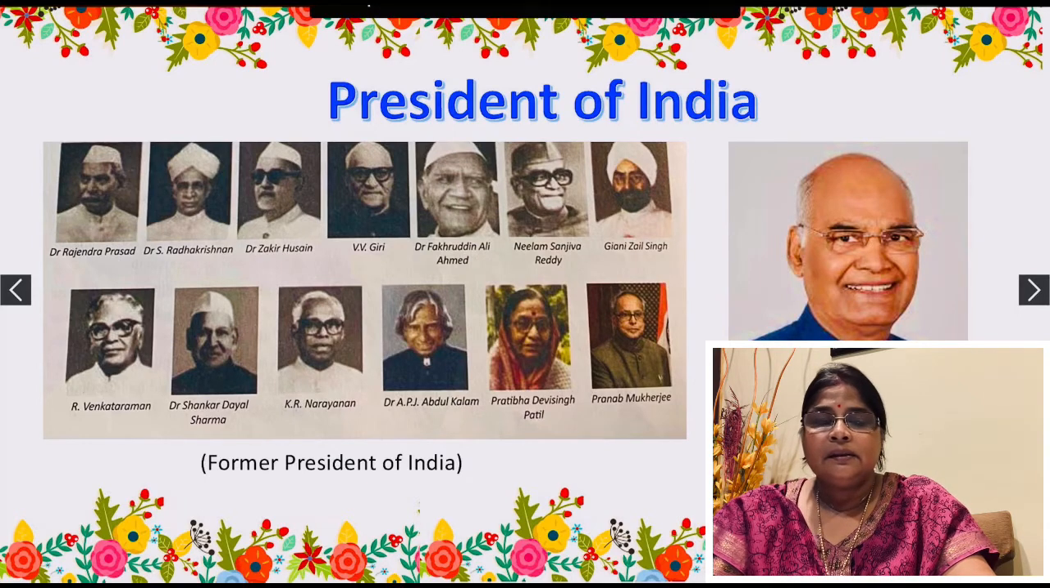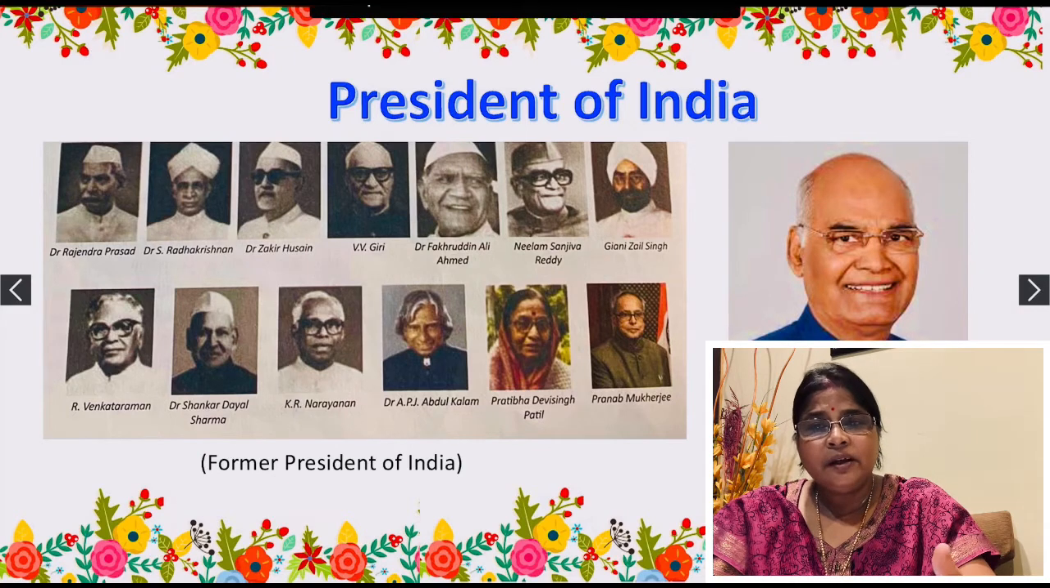Okay. So when all these happen in the state or in the nation, the President has power to declare national emergency or general emergency, state emergency or President's rule in the state, and financial emergency.